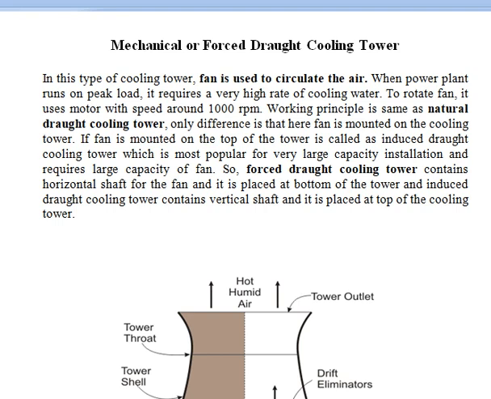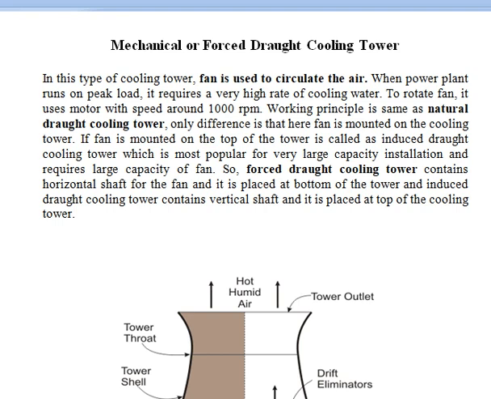The working principle is the same as a natural draft cooling tower. The only difference is that a fan is mounted on the cooling tower. The fan mounted on the top of the tower is called induced draft. Because the fan is mounted on the top of the tower, it is known as the induced draft cooling tower, which is most popular for very large capacity installations.